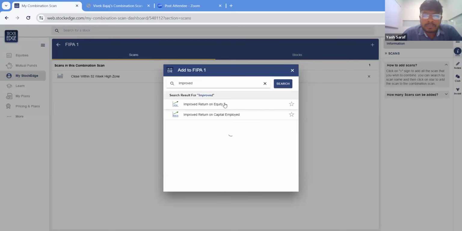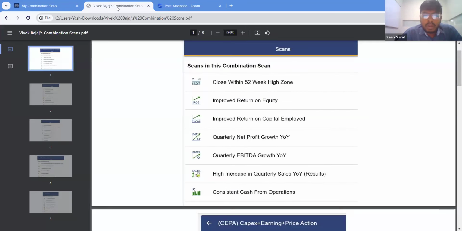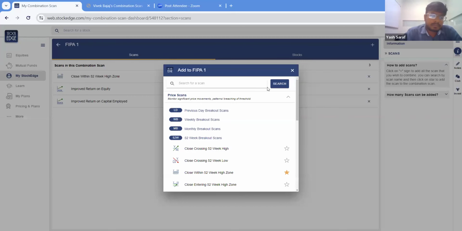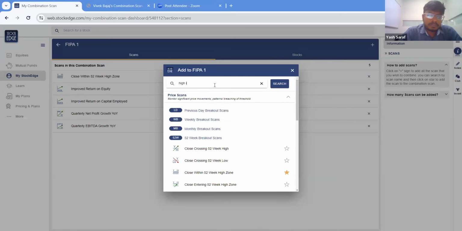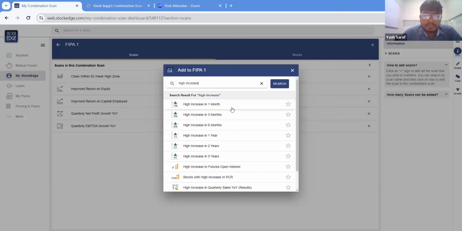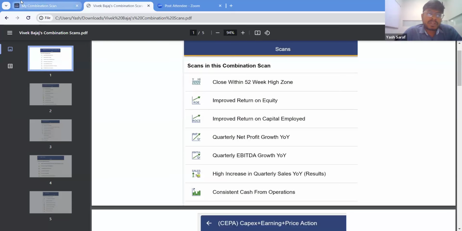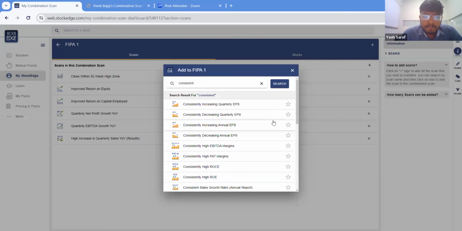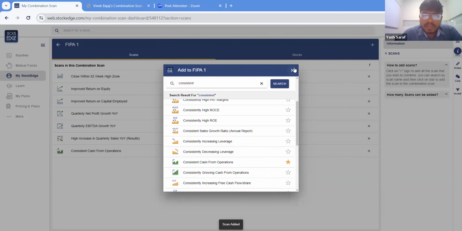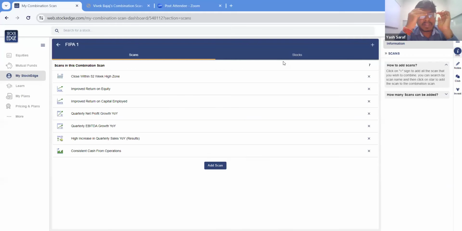Return on equity, return on capital employed, already added. Quarterly net profit growth year on year, it is added. EBITDA growth year on year, added. High increase in quarterly sales, added, and consistent cash from operations. So what we have done is we have added the 7 scans, right?